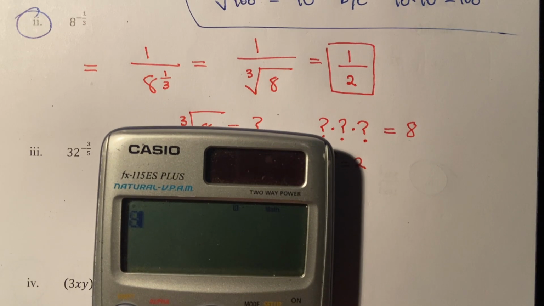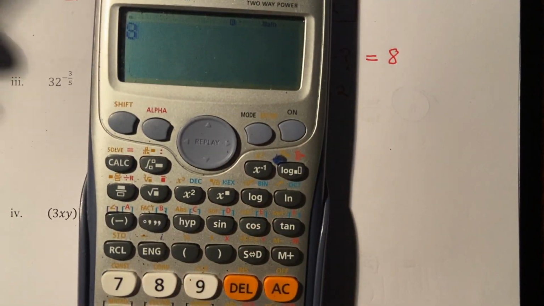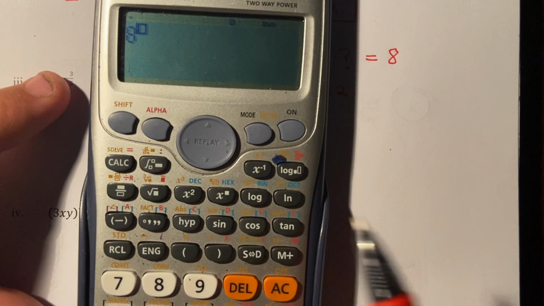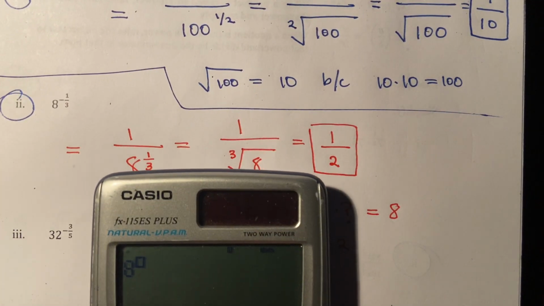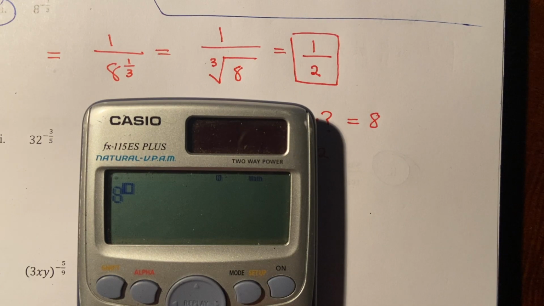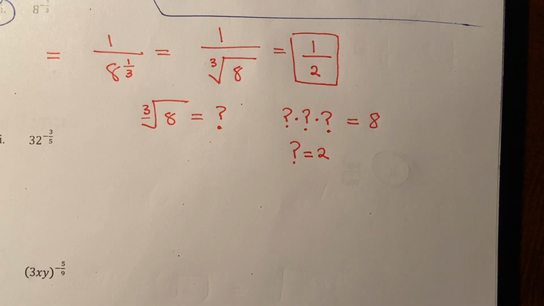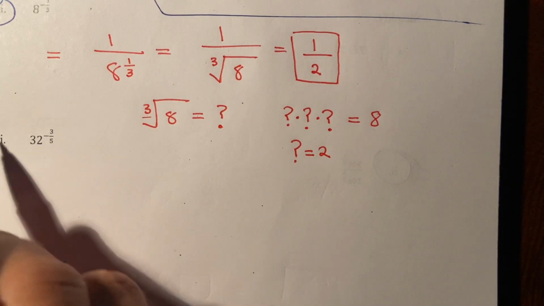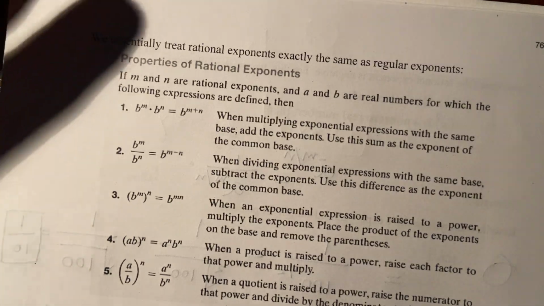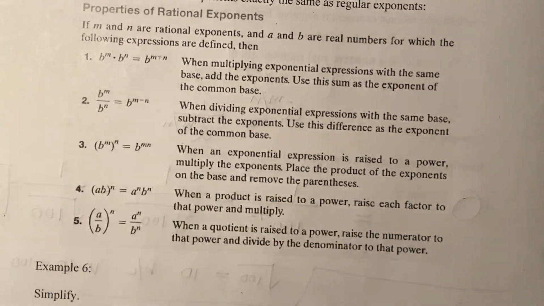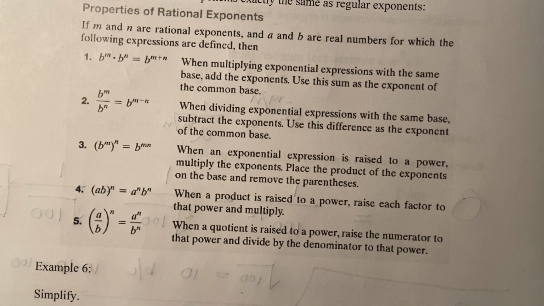So 8 raised, again, is this button. Fraction, and then negative 1/3. There's that 1/2. So yeah, on page 76, there's a bunch of these power properties. You're going to want to get to know these, all 5 of them.